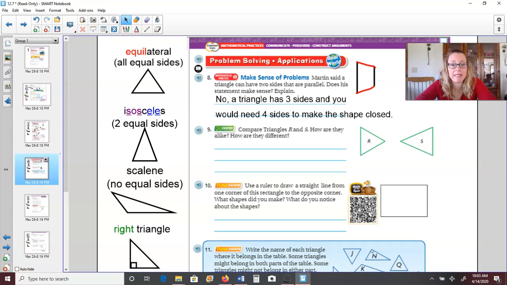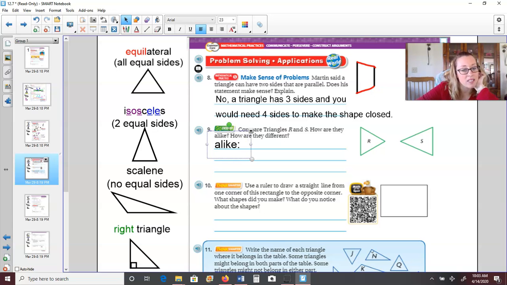All right, number 9, go deeper. Compare triangles R and S. How are they alike? How are they different? Okay, so when we think of how these triangles are alike, we're looking for what is the same about them. So that means we want to look at the side lengths that they have or their angles. I can tell that triangle R looks to have all 3 sides equal, but triangle S does not. You see that? Triangle S is more tipped on its side. It has 2 sides that are equal in length and 1 side that is shorter. So their side lengths are not the same.